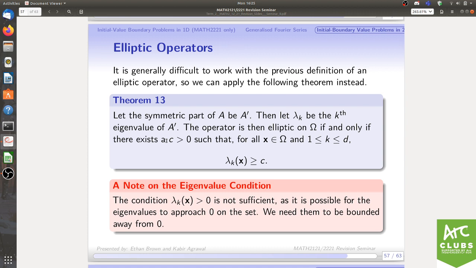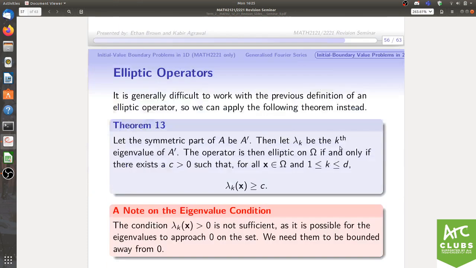Then, based on that, we can show that the operator is elliptic on the domain if and only if every single eigenvalue is always bounded below by a positive number. And we learned before that we require the idea of positive. It's essentially analogous to positive definiteness, where we require every single eigenvalue to be strictly positive in order to generate these elliptic operators.